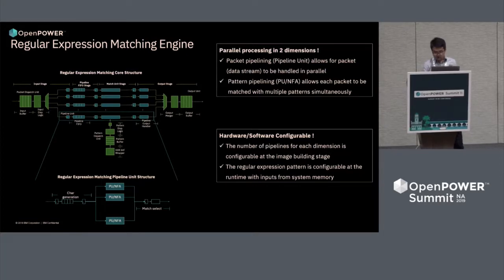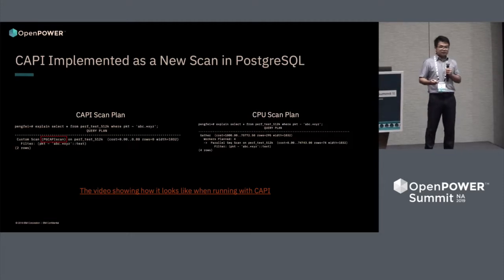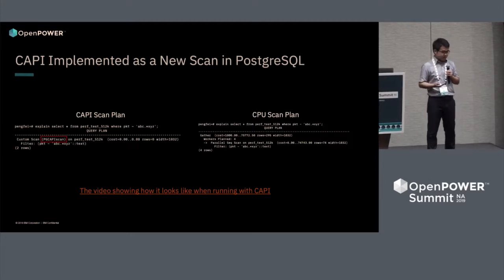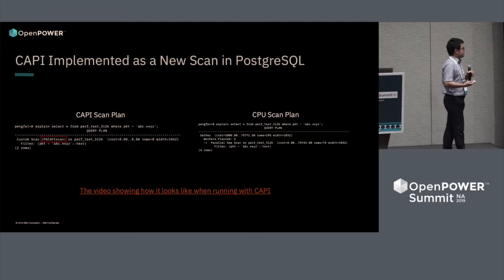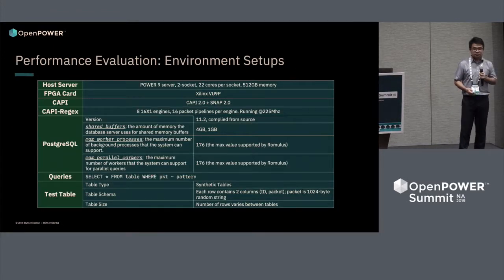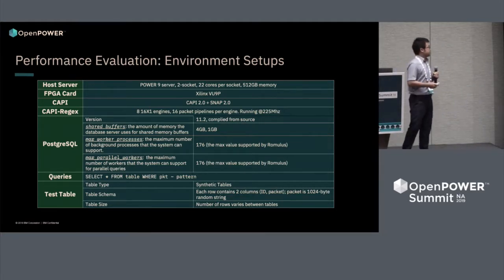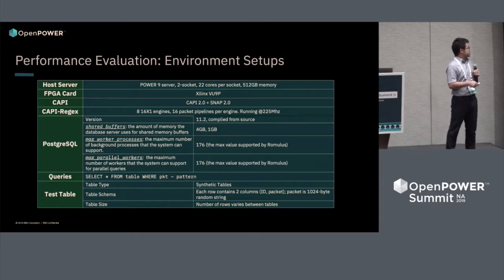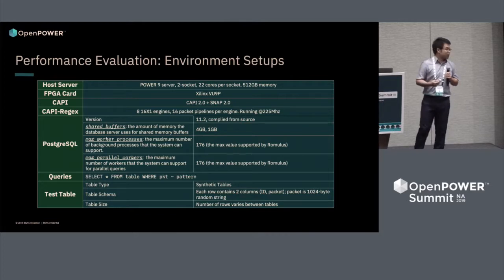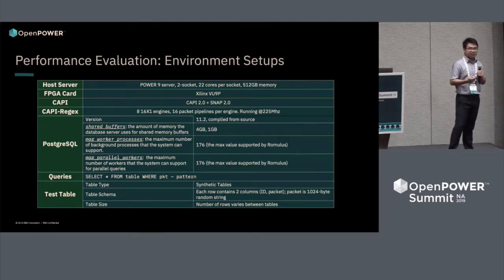Okay, let's get back to the charts. So I just showed the video of how our acceleration will look like in the real server. Now let's give some more details about the performance evaluation. To measure the performance, we have our environment set up. We use the Power9 server, 2 sockets. Every socket has 22 cores, and we have 512 gigabytes of memory. And for the FPGA card, we use a Xilinx VU9P FPGA card.